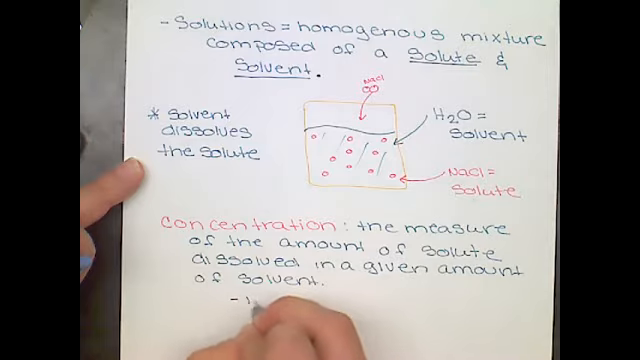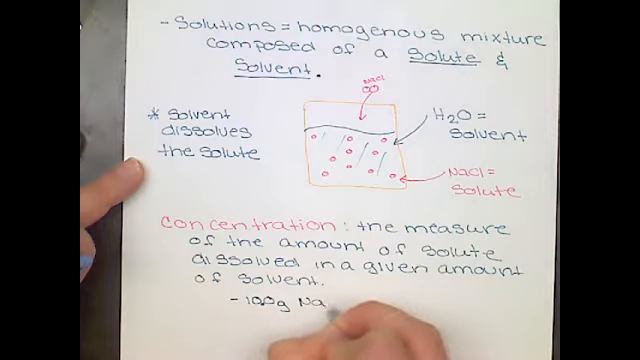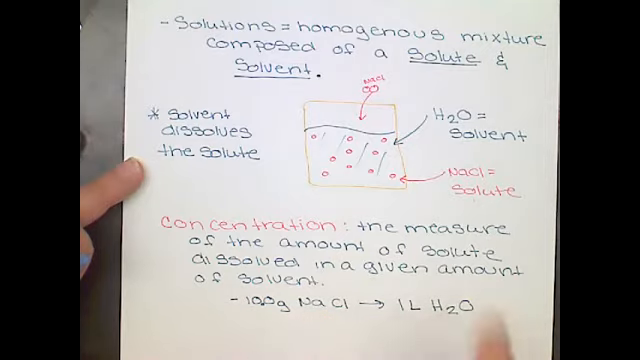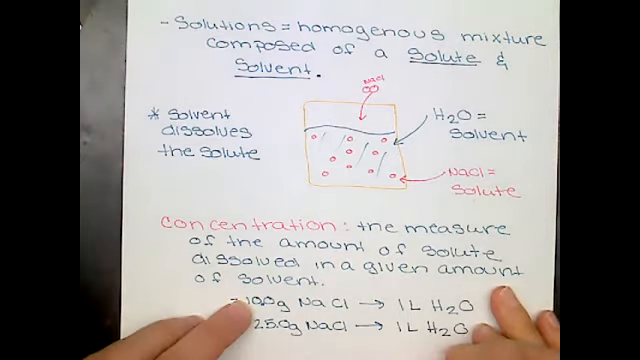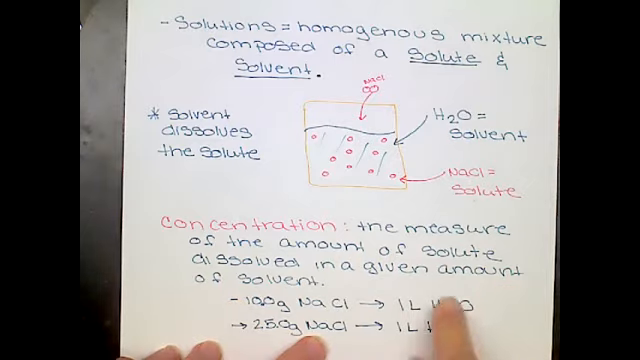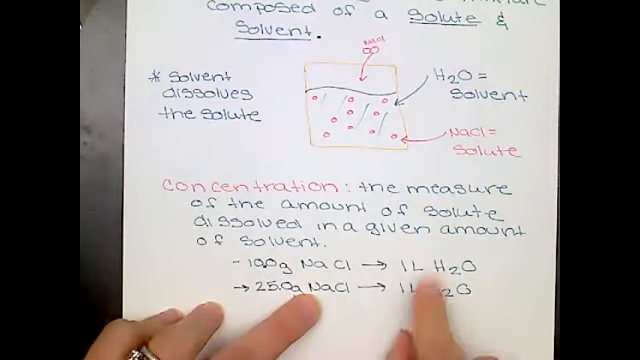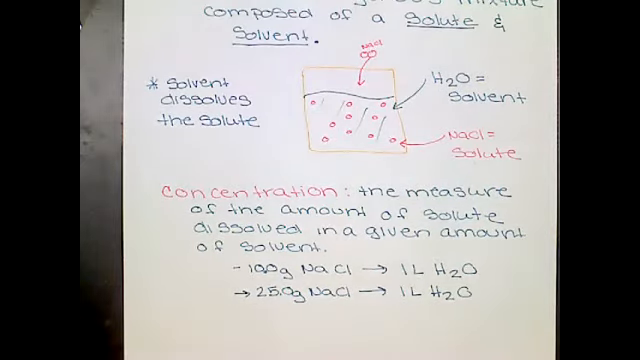So for example, if we go back up to this example right here, what if I added, actually let's go 10 grams of NaCl and I dissolve that in 1 liter of water. So I have a given amount of my solute in 1 liter of water. What if instead I added 25 grams of sodium chloride in a separate 1 liter amount of water? These have different concentrations. One has more solute than the other in the same amount of water. So what we have is two separate concentrations.